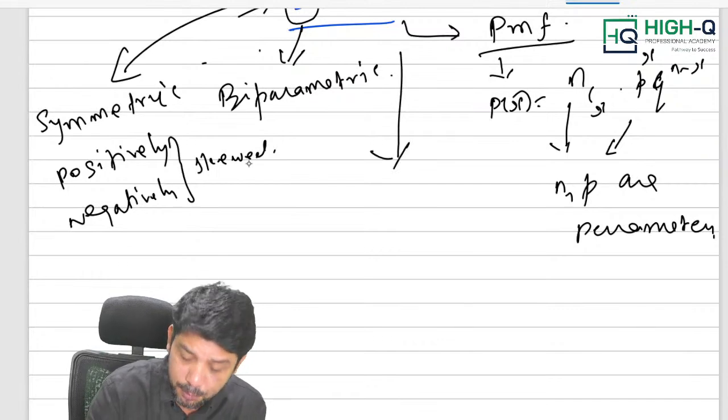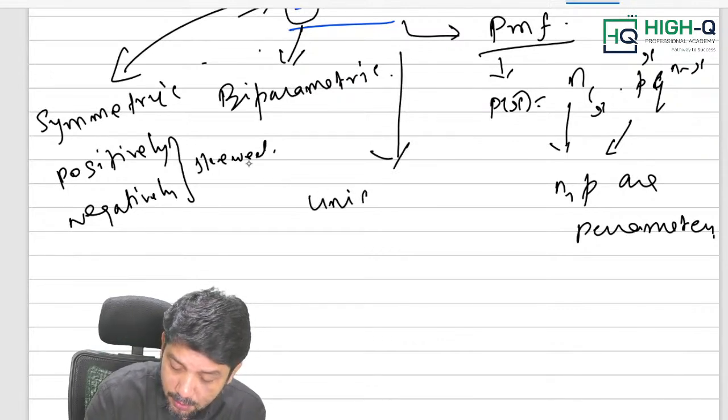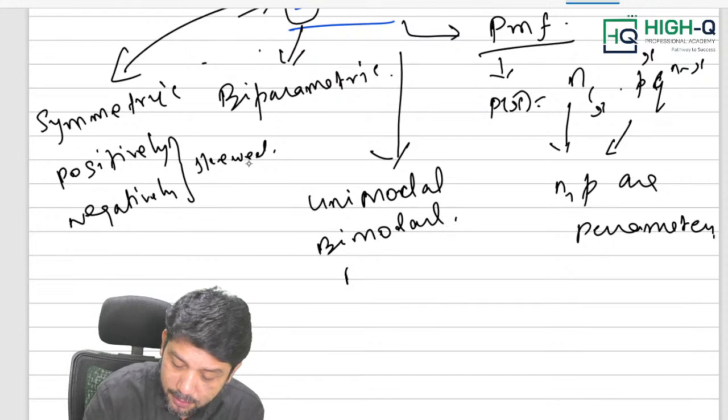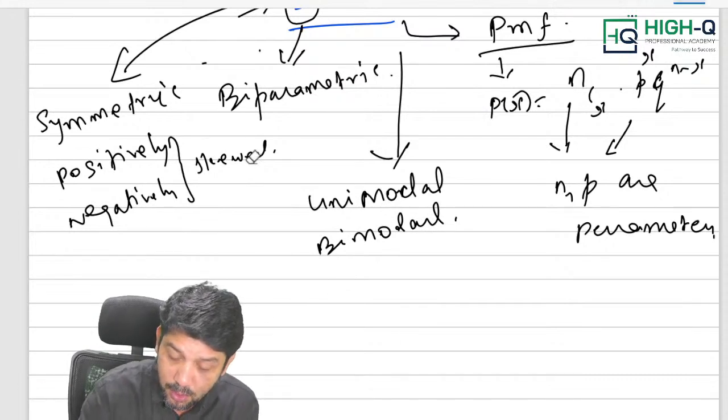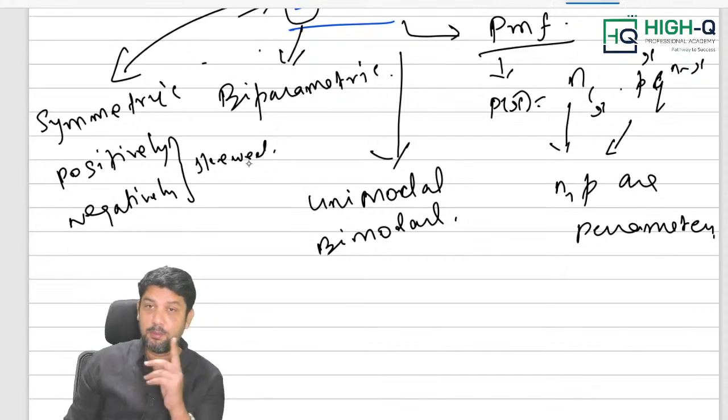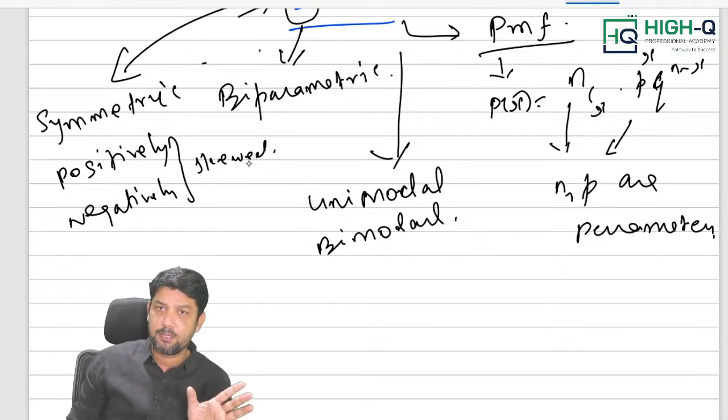Now listen here. Binomial distribution can be unimodal, with one mode, or it can be bimodal, with two modes. So binomial distribution is unimodal or bimodal.